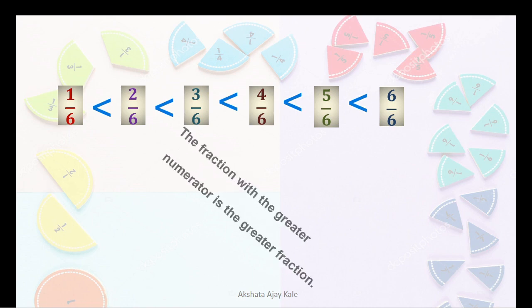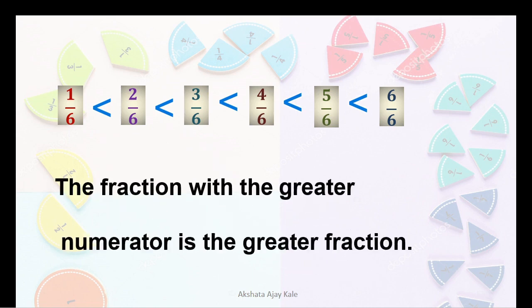So we can write like this: the fraction with greater numerator is the greater fraction in like fractions, correct? Greater is the numerator. Here you can see greater is the numerator. Greater is the fraction because all the denominators are same. Okay. These are called like fractions.